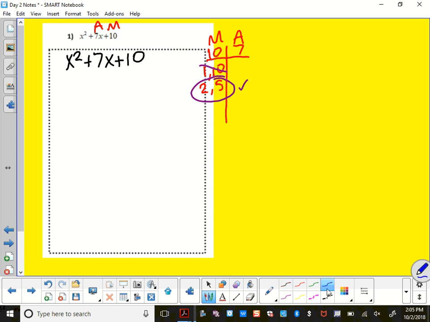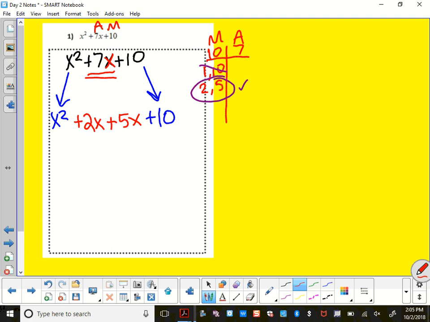My first step is to pull down the first and pull down the last. So I have x squared and positive 10. In the middle, I am replacing this 7x, but I'm keeping my term. Instead, I'm putting my new factors. So I have positive 2x and positive 5x. 2x plus 5x is still 7x. We're just splitting it up so we can factor it.